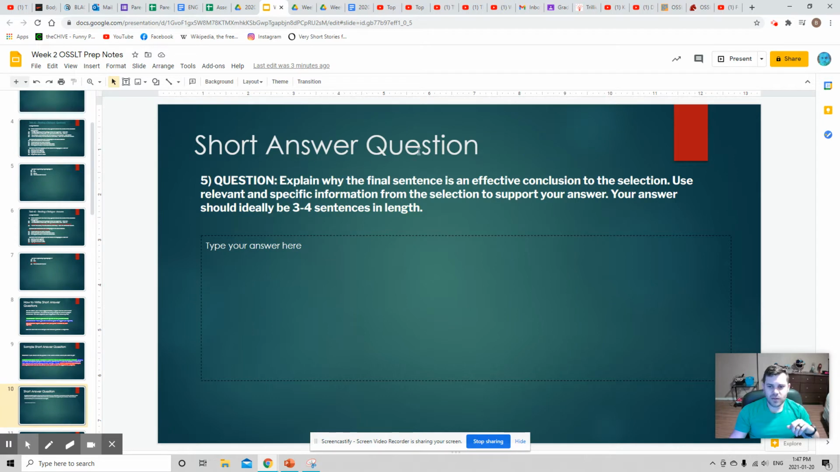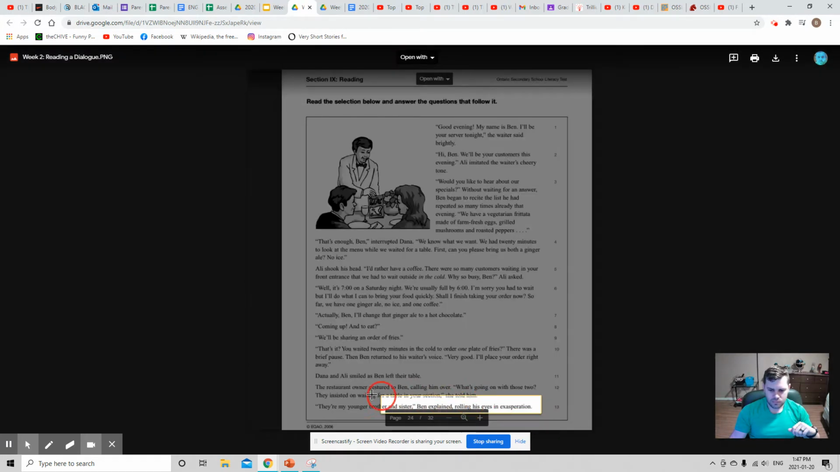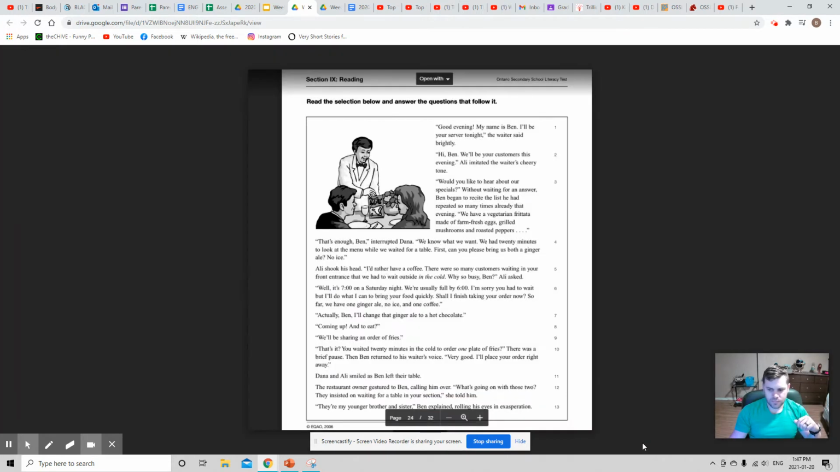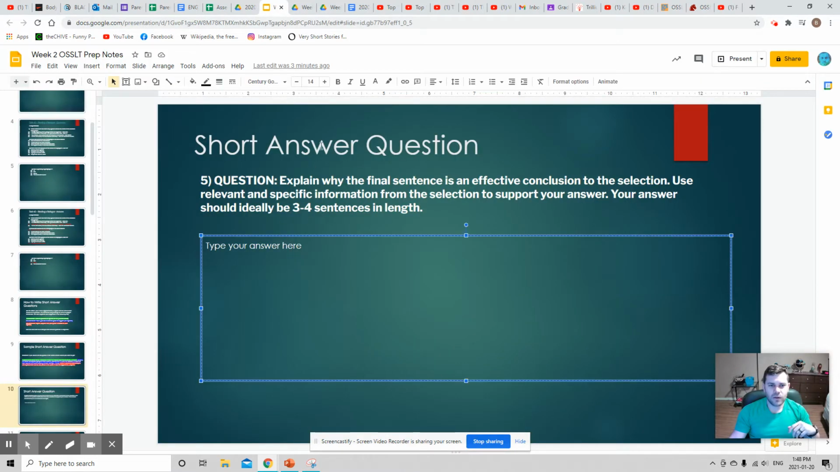Explain why the final sentence is an effective conclusion to the selection. Use relevant and specific information from the selection to support your answer. Your answer should ideally be 3 to 4 sentences long. So we're talking about this sentence here. They're my younger brother and sister, Ben explained, rolling his eyes in exasperation. Exasperation just means frustration. If you haven't read the article yet, this won't make sense, so please read the article first before answering this.